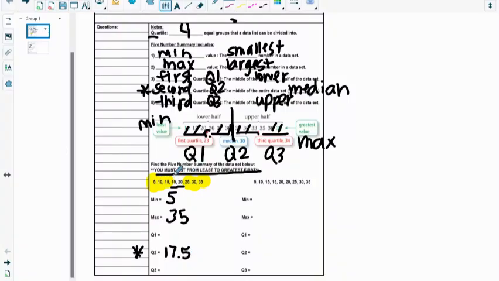Now, when we have two numbers in the middle, the smaller one goes in our smaller half of our data. So we make our smaller group with that smaller number, and we make our larger group with that larger number. I like to put parentheses around those groups. That way it visually separates them for me. But you don't have to do that if you don't want to. That's just what I like to do.